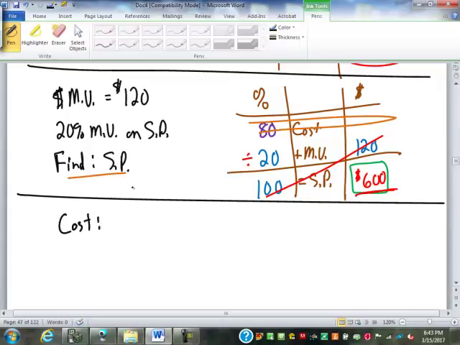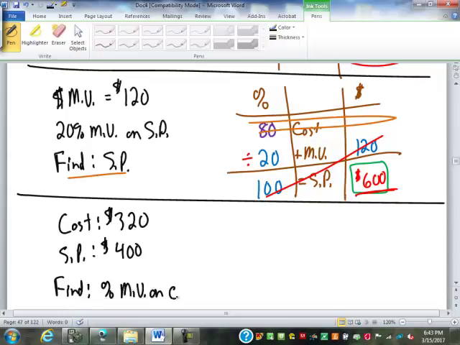So let's say our cost is $220. Our selling price is $400. Find the percent markup on cost. So again, I'll write slow.